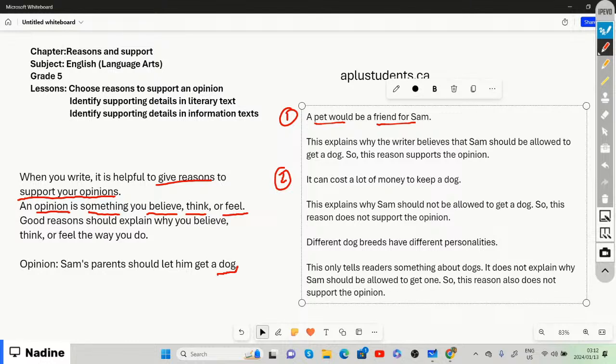So which means that another reason is that it costs a lot of money, and some people feel that he should not be allowed to get a dog because of the financial expense, right?